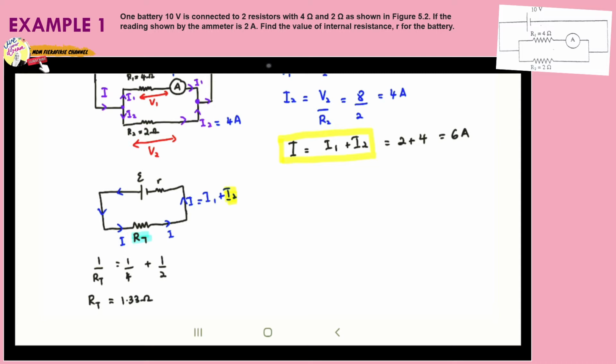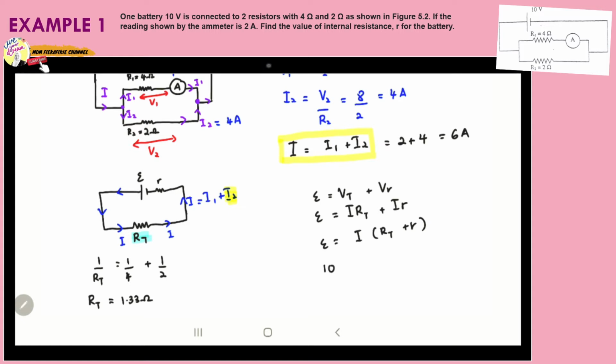Based on the general equation of the EMF, since we already know that EMF is equal to terminal voltage plus voltage across internal resistance, we can write EMF is equal to I R total plus I r. Okay, so from here we can calculate the internal resistance. So I want to factorize this one: I times (R total plus r). So let's substitute.